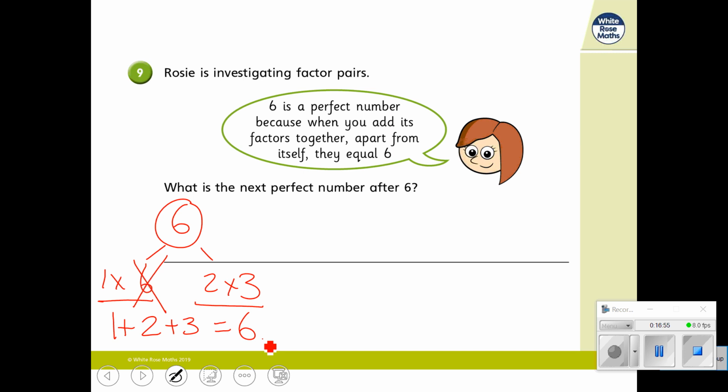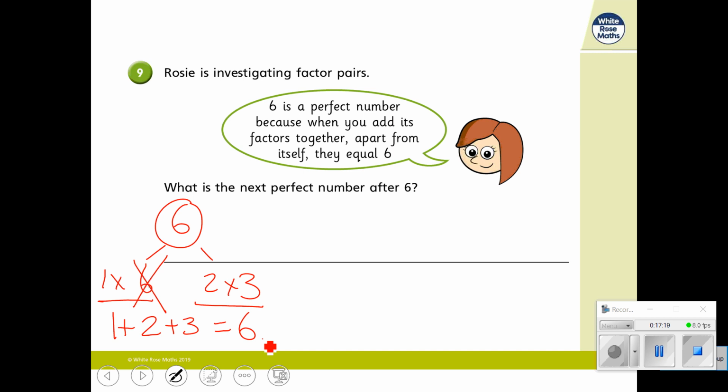And then what you're asked is to find the next perfect number after 6. Now, well done if you've got this right, because it is really tricky. The answer sheet has told us that it should be 28. So what I'm going to do is show you why 28 is a perfect number. And you might then be able to go and find the next perfect number after that. And if you do, you will get lots of bonus dojo points.